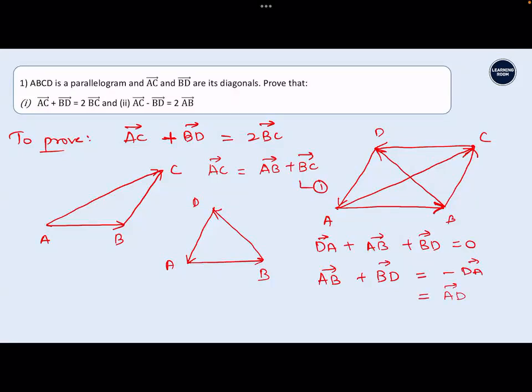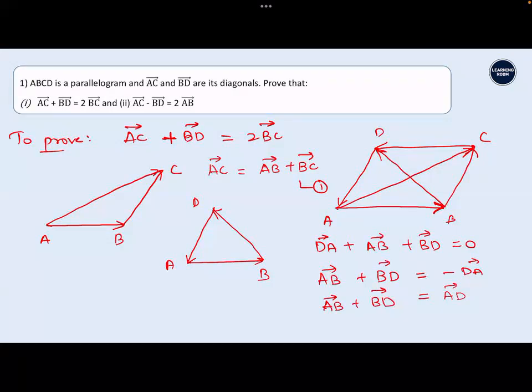So negative of DA means what? D will become the ending point and A will become the starting point. So if it is only DA vector, D is the starting point and A is the ending point. If it is negative of DA vector, then D becomes the ending point and A becomes the starting point. So it should be written like this. That is AB vector plus BD vector. Am I clear with this?